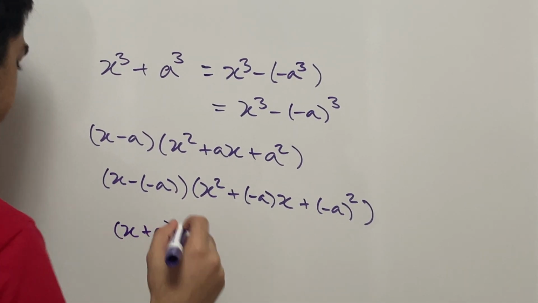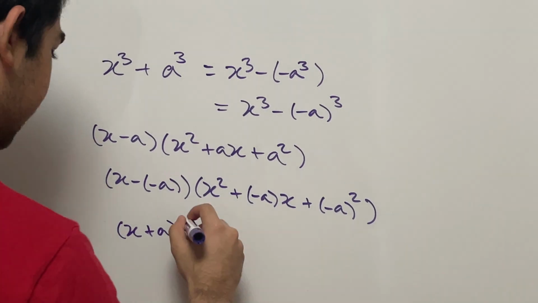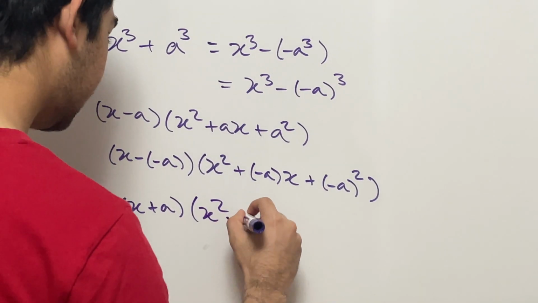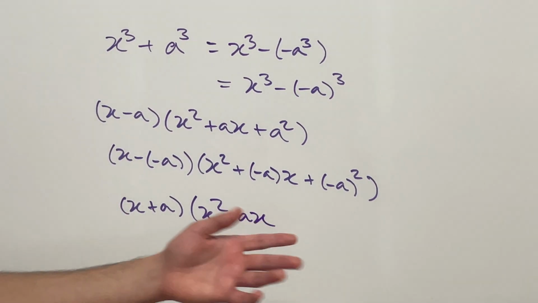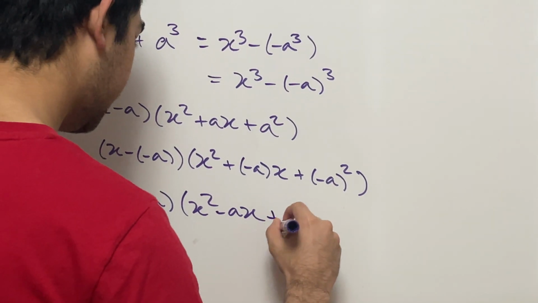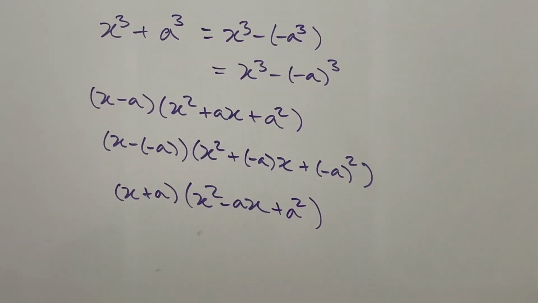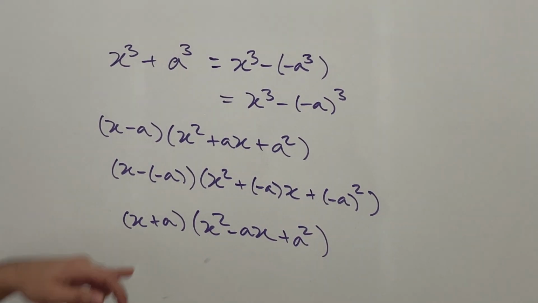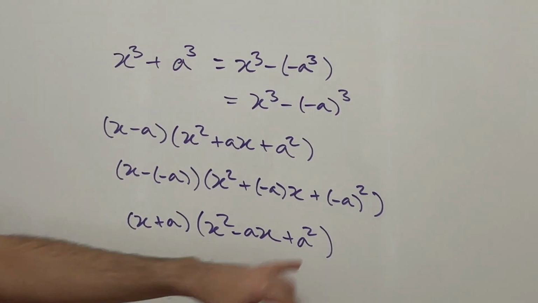X plus a. X squared stays the same, x squared. Minus a times x, so minus ax. And plus minus a squared, no one cares there's a minus sign, you're squaring it anyway, so it becomes plus a squared anyway. And boom, we're done. X cubed plus a cubed factors into all this, right? Same sign, opposite sign, always positive, right?